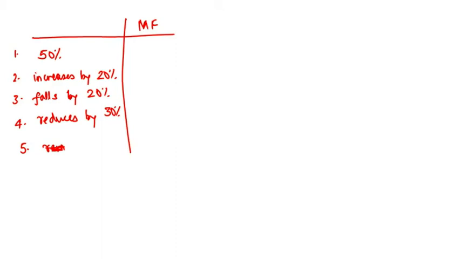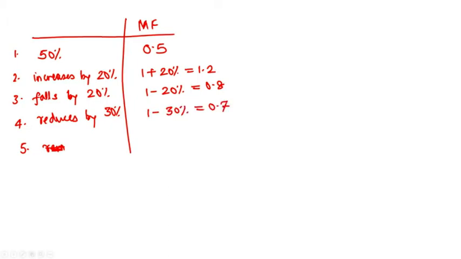Now when he uses the word 50%, he does not use the word more, he does not use the word less, so it will be 0.5. Increases would be 1 plus 20%, so that is equal to 1.2. Falls by 20% is 1 minus 20%, therefore it will be 0.8. Reduces by 30% is 1 minus 30%, therefore it will be 0.7. Please type in yes if you have understood these values.